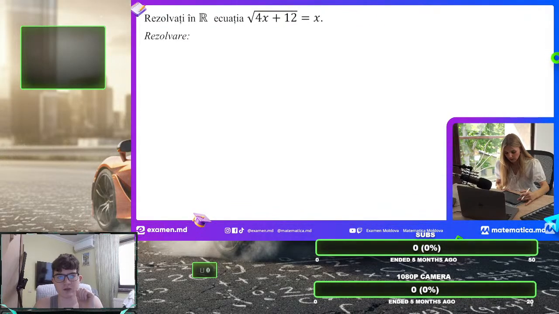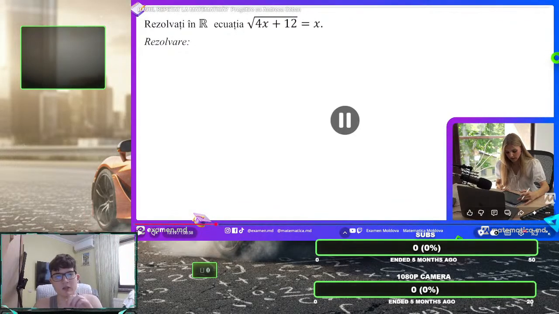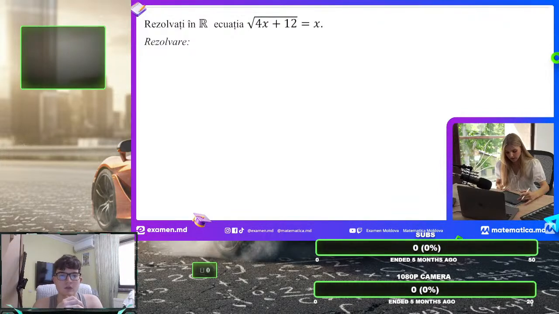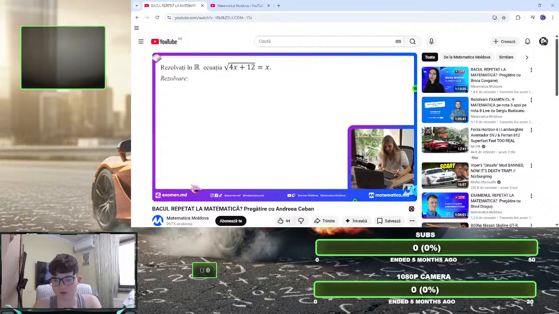Okay, now we got this equation, or rather, not an equation. So 4x plus 12. Let me see something real quick. I think it's DVA, like bigger or equal to 0.